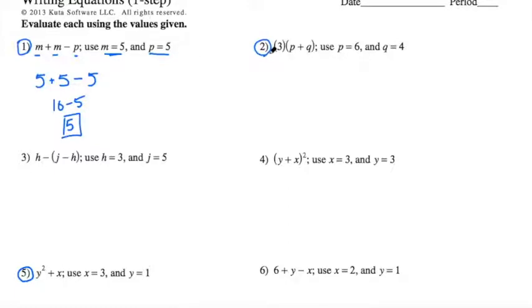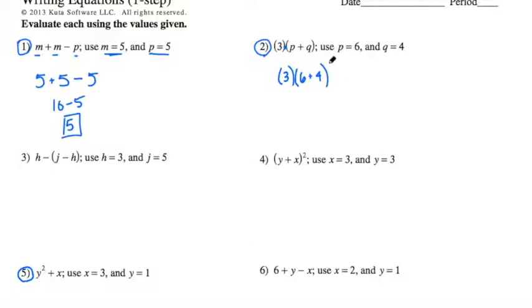Okay, let's look at a couple of more examples. All right, so here we've got a 3 out front, and then we've got a p and a q being added together in parentheses. We remember that there is multiplication happening right there. But the first thing we're going to go ahead and do is substitute 6 for p and 4 for q. So I'm going to bring down the 3, which is nothing to substitute for there. Now this p I'm going to replace with a 6. And the q we're going to replace with 4.